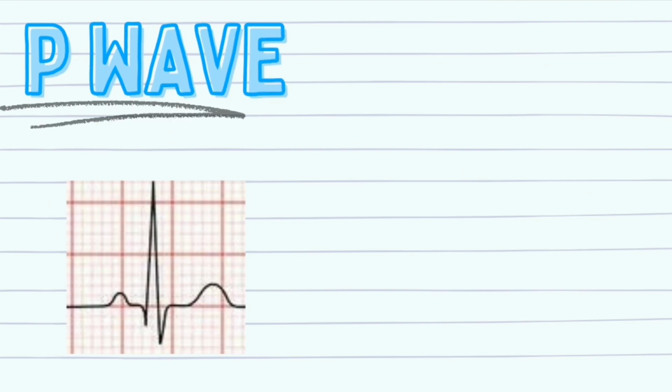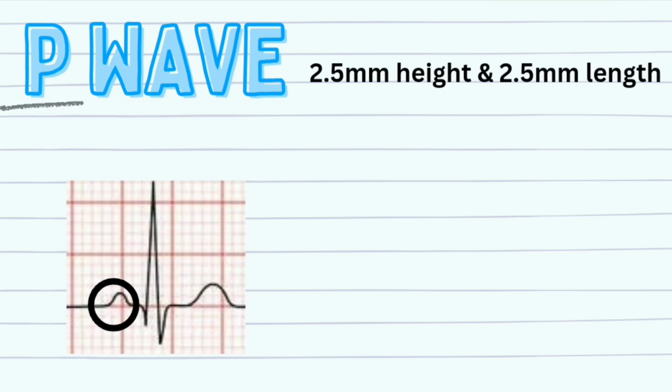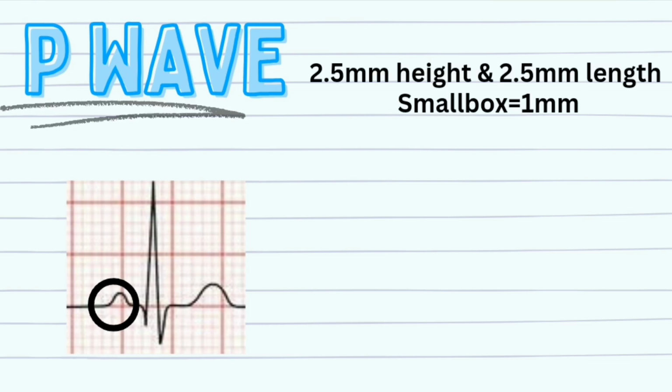P wave. Usually it is 2.5 mm in height, which is in vertical direction, and 2.5 mm in length horizontally. Recall that one small box is equal to 1 mm.